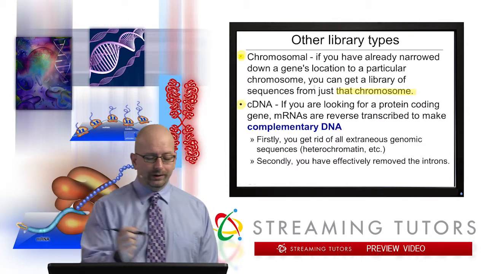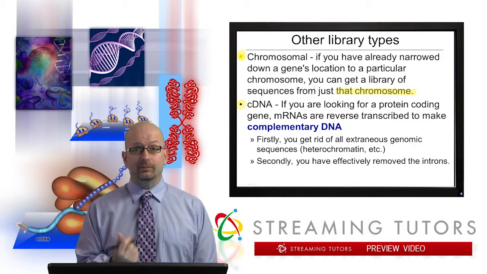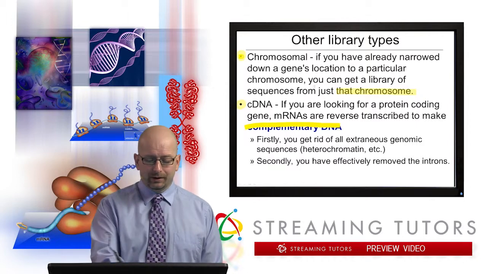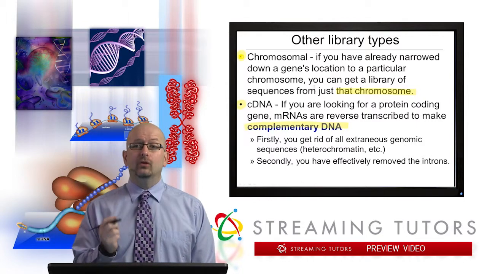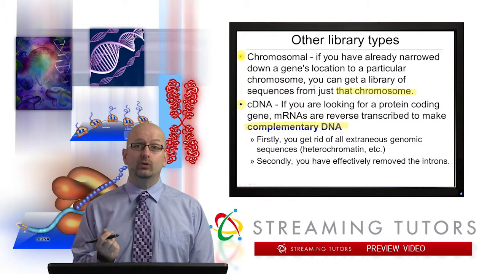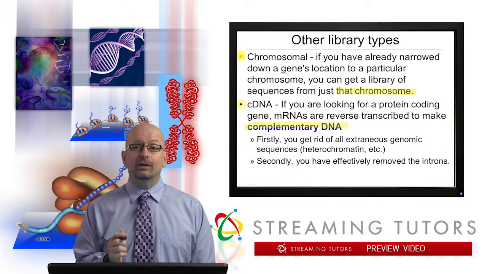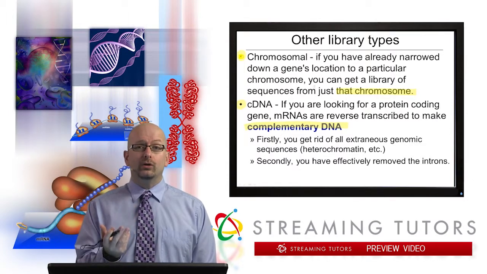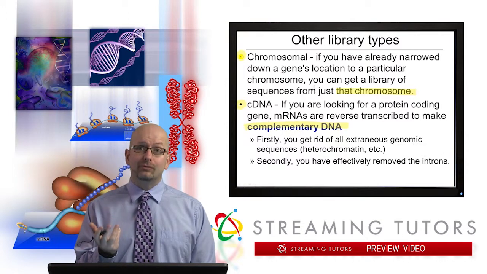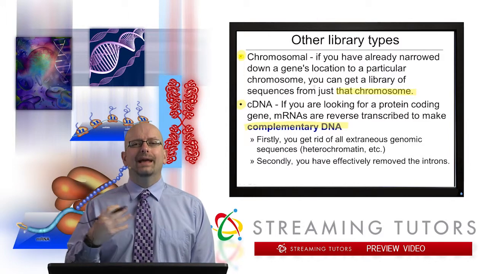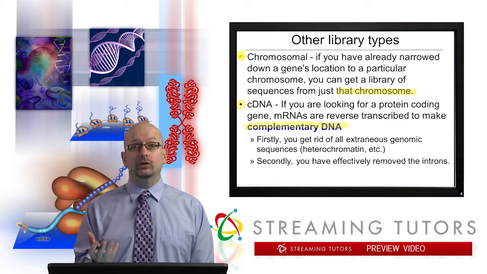A very important and interesting type of library, and just a concept in general, is that of a cDNA library. cDNA stands for complementary DNA. If you're looking for a protein coding gene, which you're not always, but you often are, you can save yourself a lot of time by using cDNAs. Protein coding genes are expressed, and if they're expressed, there must be a messenger RNA that's made to make the protein. Now in humans this would be tissue specific, and you can use that as well.